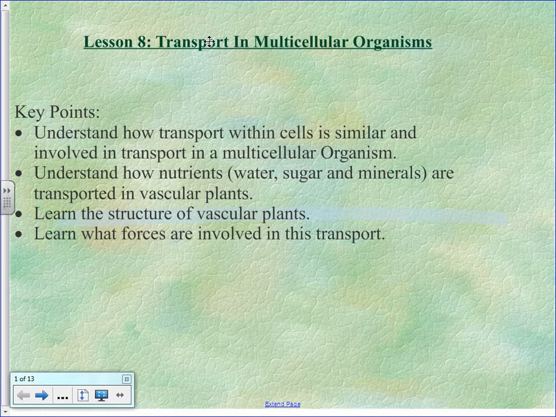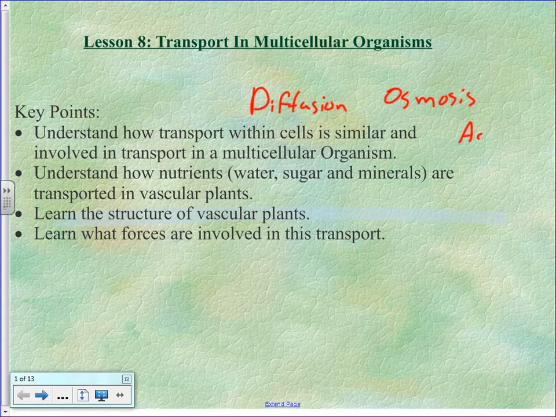All right, the organisms we'll be looking at are specifically plants. So the key points for today: understand how transport within cells is similar and obviously still involved in transport in a multicellular organism. Like I said, that means diffusion, osmosis mostly, and a little bit of active, but not much. Those are our three cellular transport processes that will be in there. But again, this one's the big one, and that one's also big.